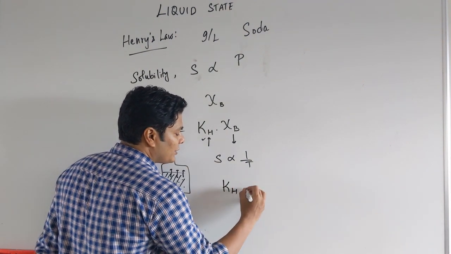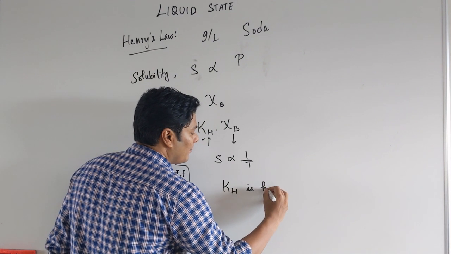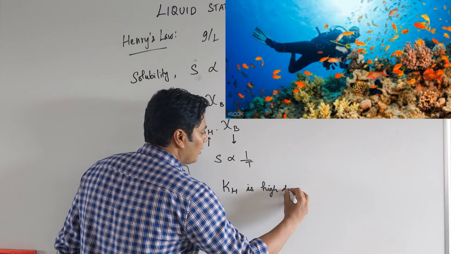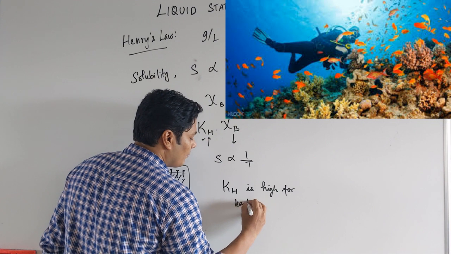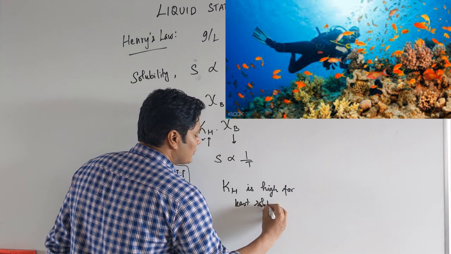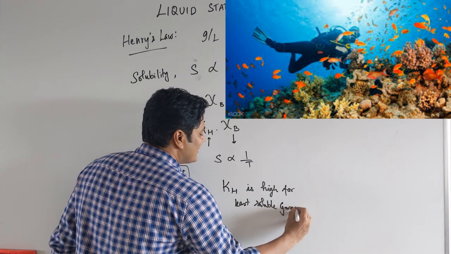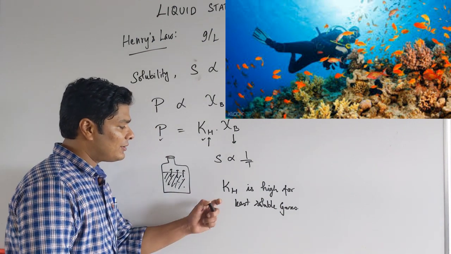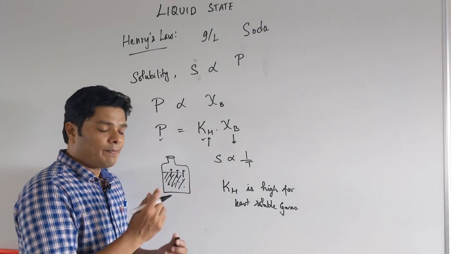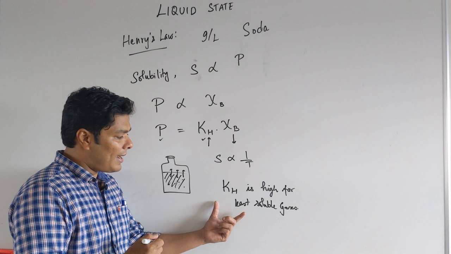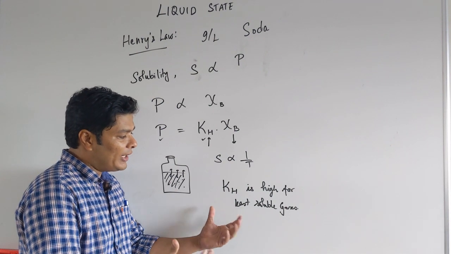Henry's law constant is high for least soluble gases. For example, if you take helium, Henry's law constant is very, very high. Okay. How does it affect our day to day life?